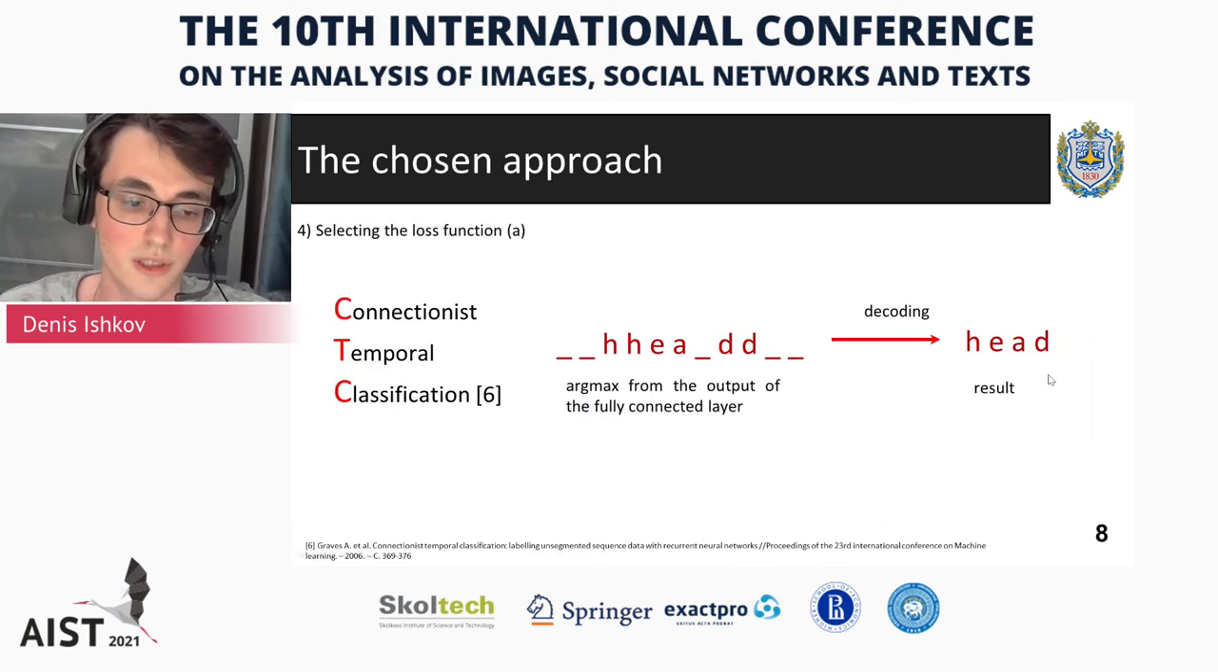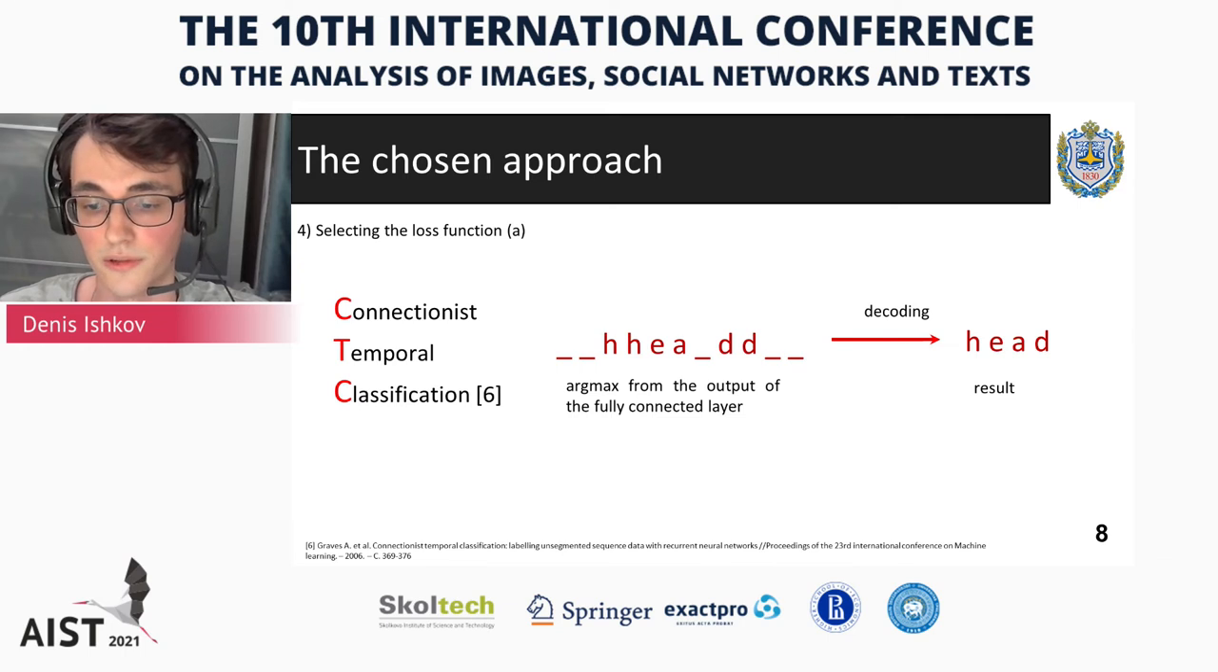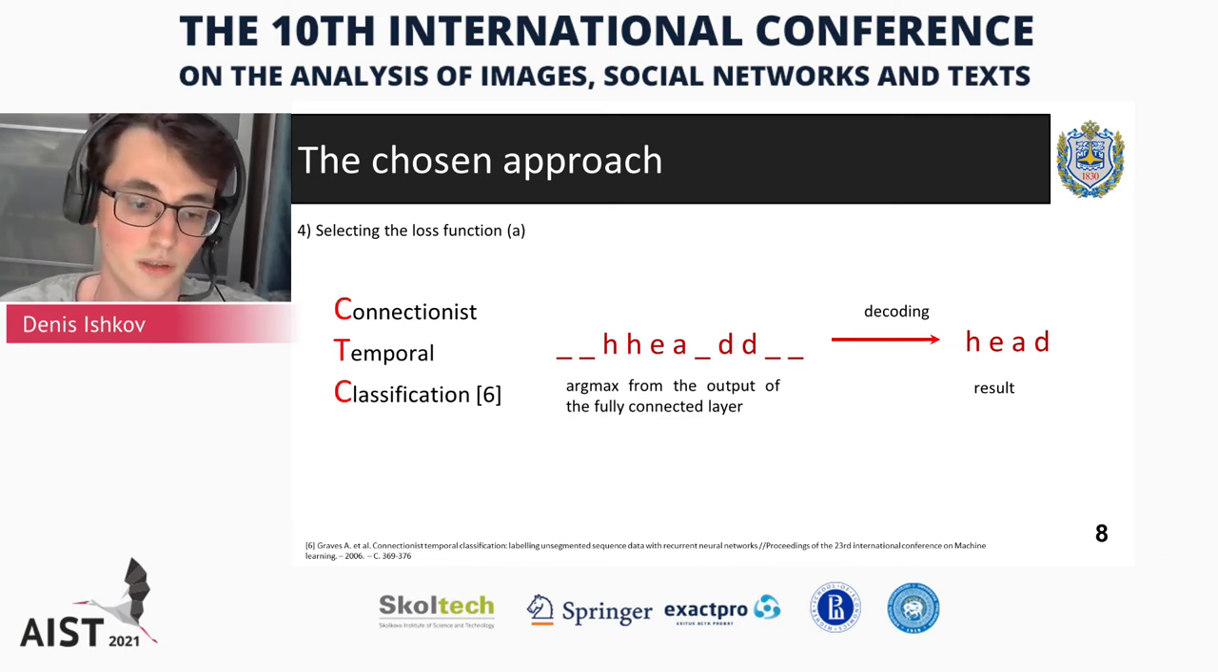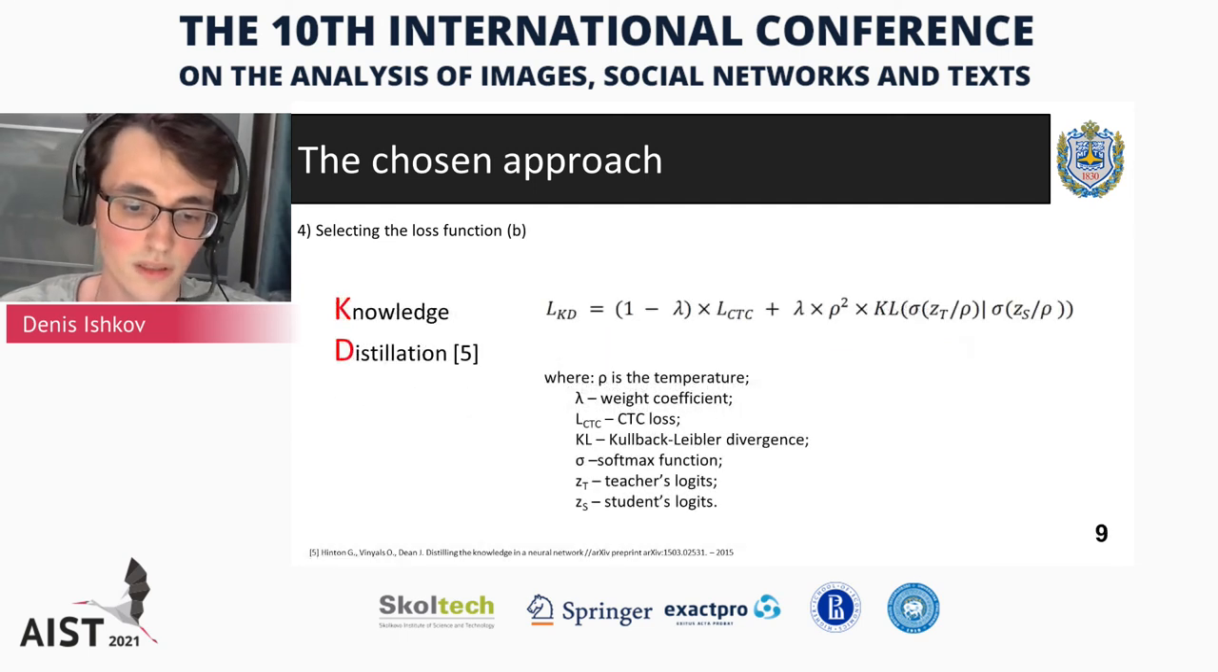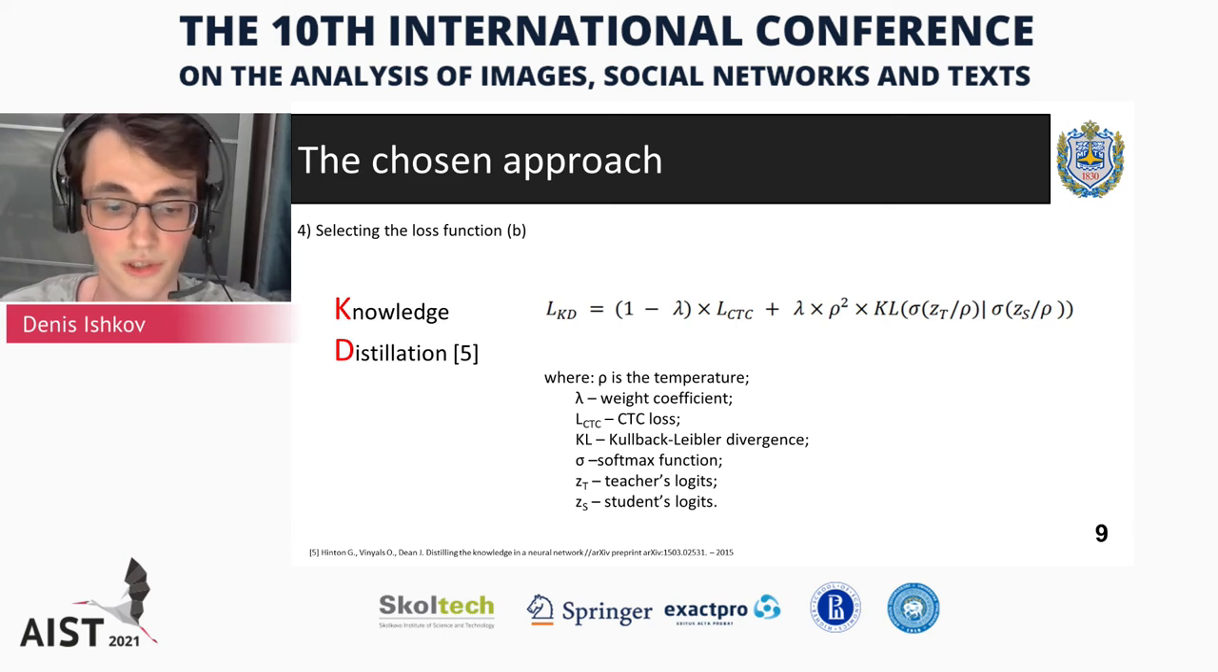Since images contain text sequences of various lengths, it is proposed to use the connectionist temporal classification function. The authors of the original paper have shown that this function is differentiable. And this fact allows us to use it as a loss function, which is very good in our case. And we use this loss function as a standard function, both for training a student and a teacher. As for the additional term, we use Kullback-Leibler divergence between smoothed predictions of the teacher and student.